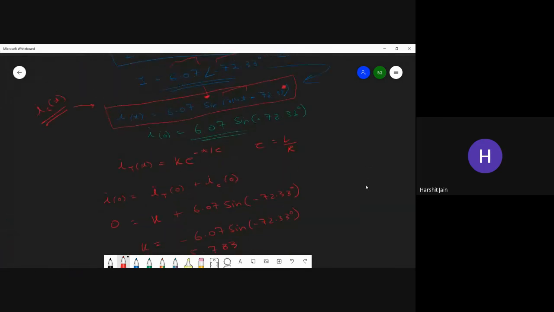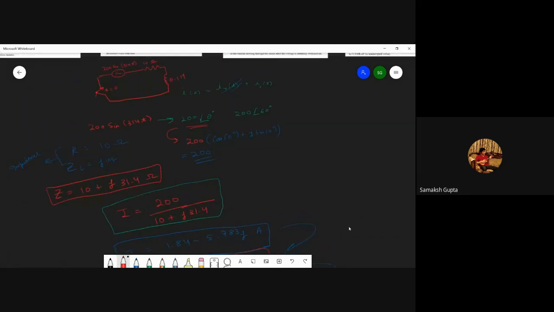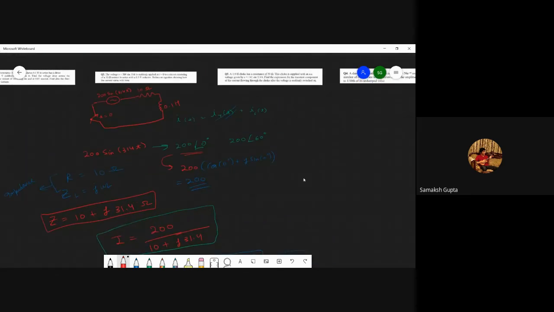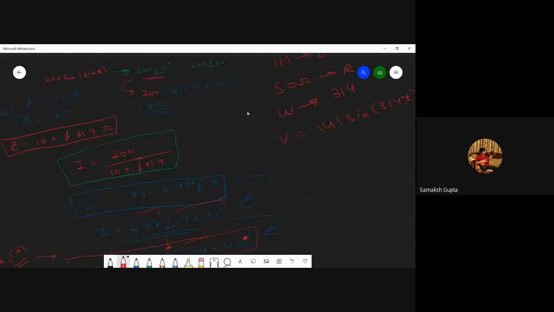Okay. So, anyone has any doubts in this? Okay. So let's go to question number 3. Question number 3 is the exact same question. So you have 1 Henry as your L, you have 50 ohms as your R, you have omega as 314, and your voltage is given by 141 sine 314t. So they're asking you for that transient component of current only, which I showed you.